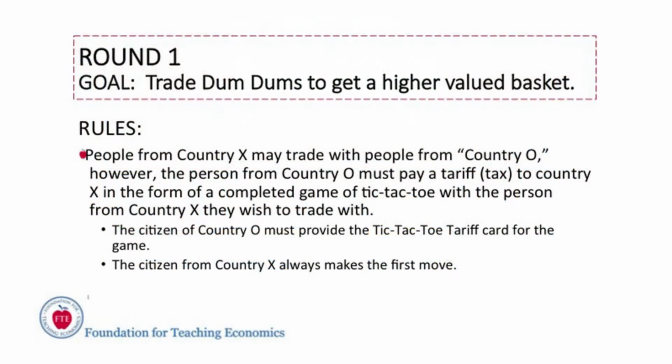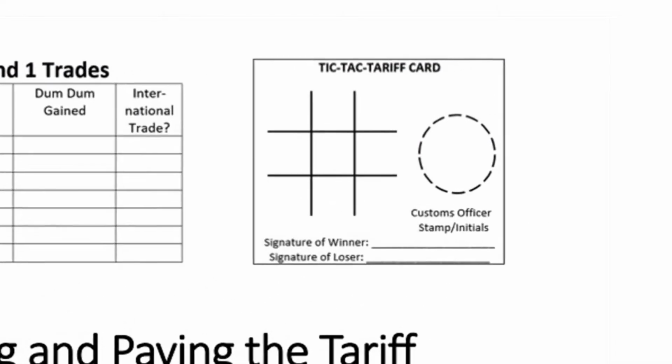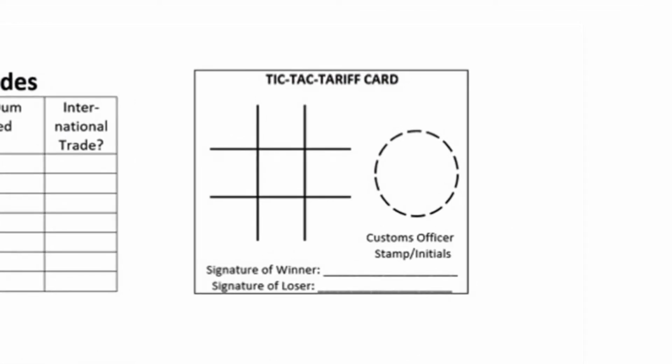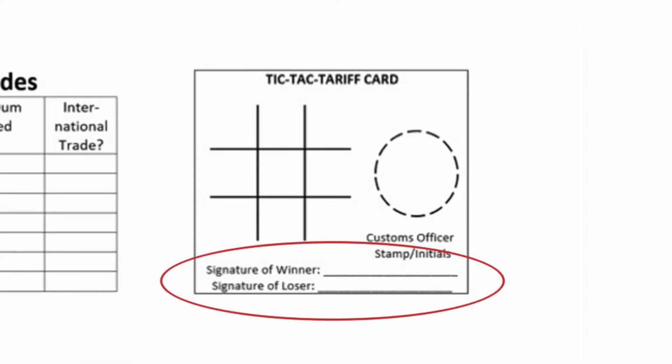The citizen of country O must provide the tic-tac-toe card, the board for the game. The citizen from country X always makes the first move, right? X goes first. When you play the game on this board, you'll play tic-tac-toe. Once there is a winner and a loser, the winner will sign here, and the loser will sign here.